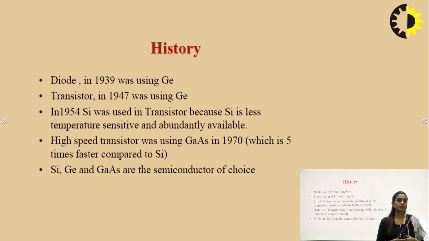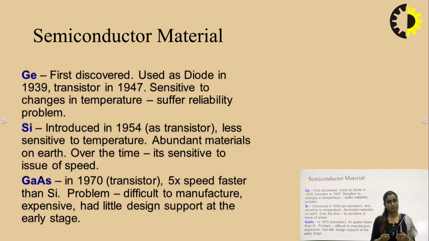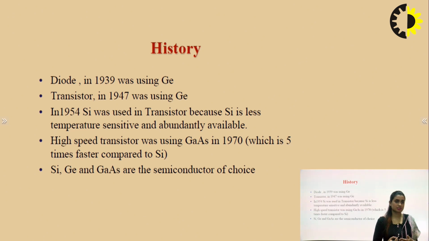After that, we used a compound to make those transistors, which proved to be a better transistor. Better in what way? Better in terms of speed. If I'm using a transistor as a switch, I would prefer a faster switch. So when I use gallium arsenide instead of silicon in a transistor, it proves to be a faster switch as compared to silicon. So these three are the semiconductors of choice.